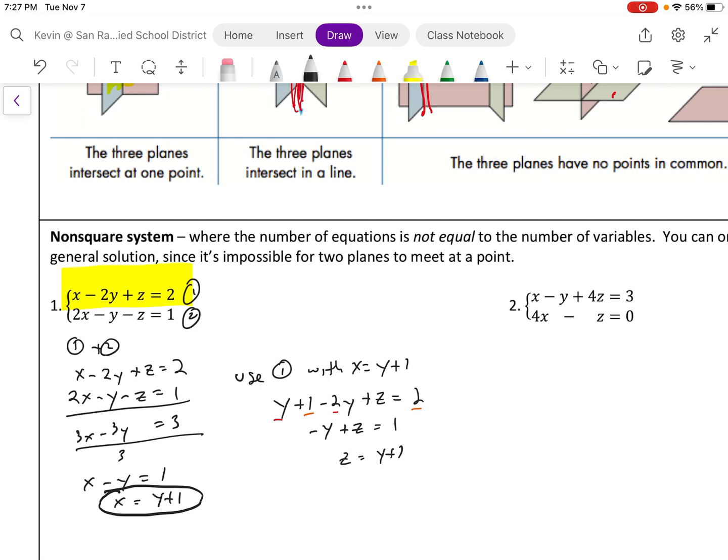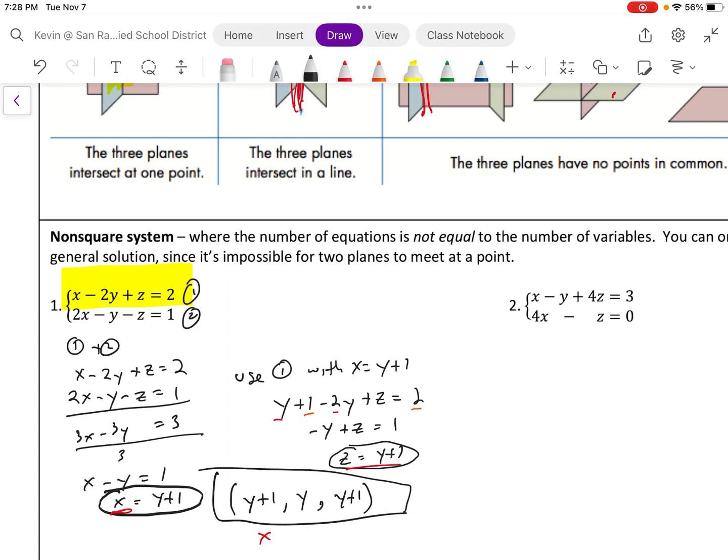So in this case, I have two of my variables solved in terms of y, which means y is the one that we're going to leave by itself. So as we write it as our triple, it would be y plus 1, because that is our x value. And then it would be y, because in both cases we have both z and x solved in terms of y. So y is by itself, and then we have y plus 1.